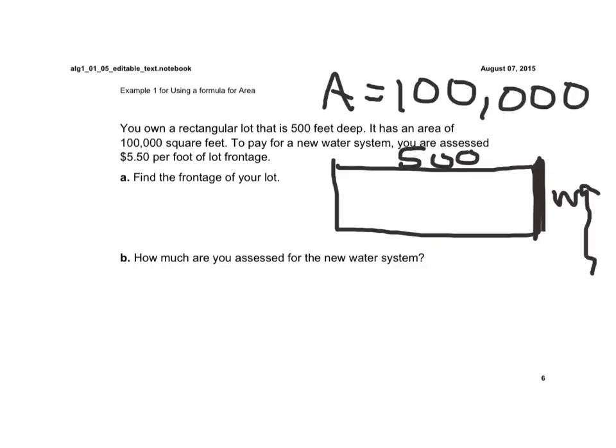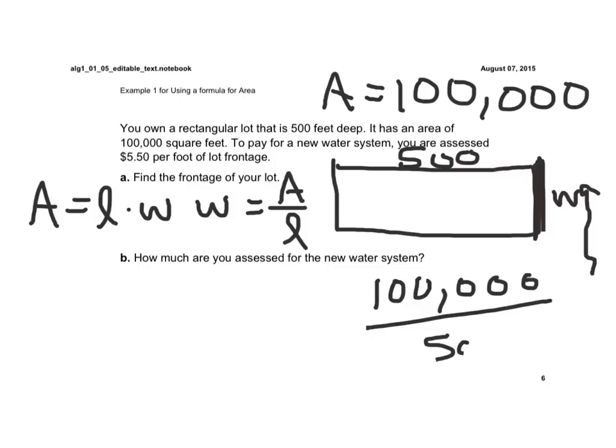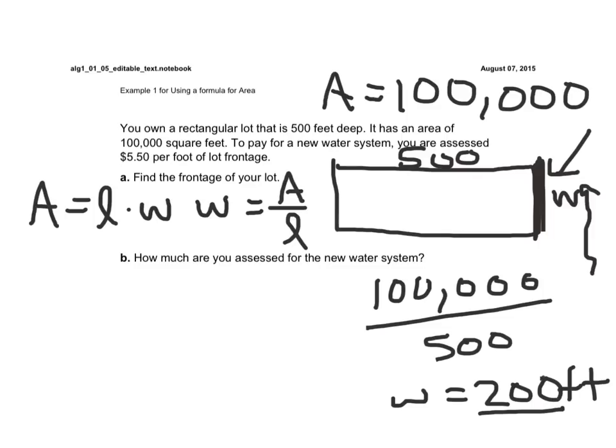So we know the area of a rectangle, area equals length times width. And if I want to find width, I'm going to take W is equal to the area divided by the length. So in this case, the area, which is 100,000, divided by 500, my width would equal 200 feet. So this length right here is 200 feet. So I've answered part A.